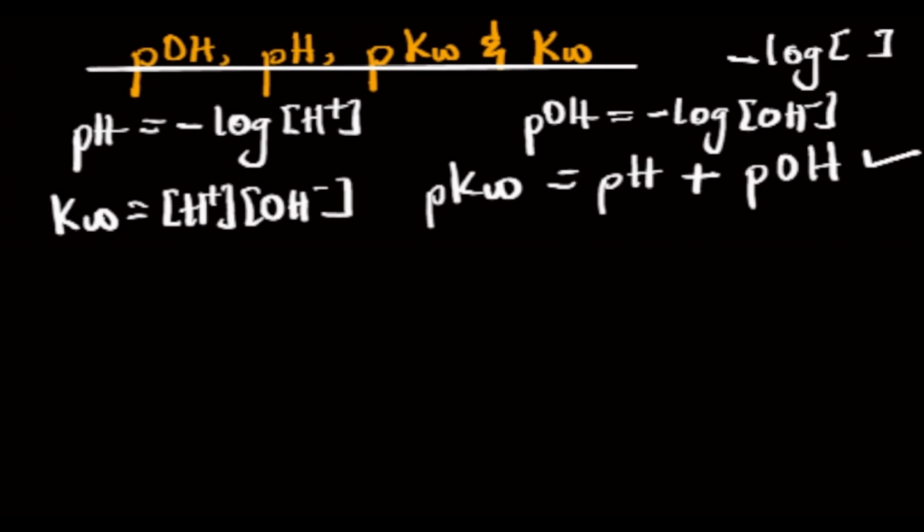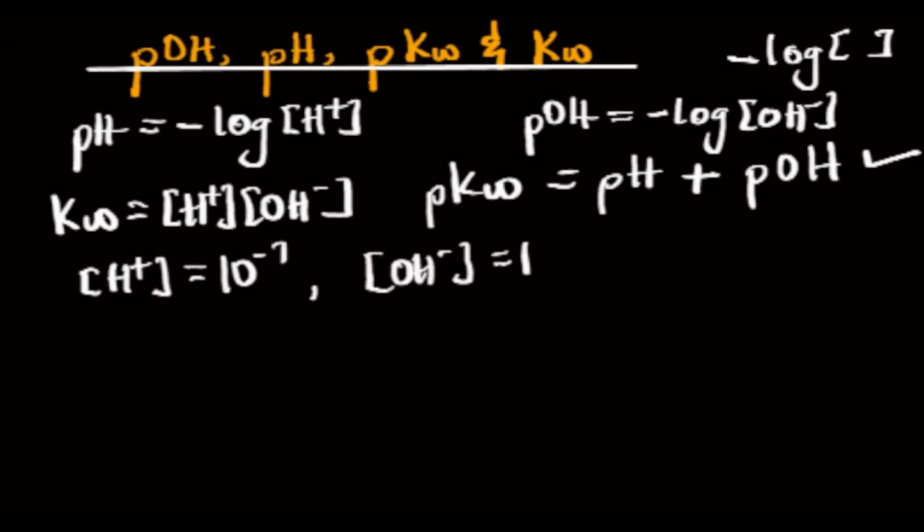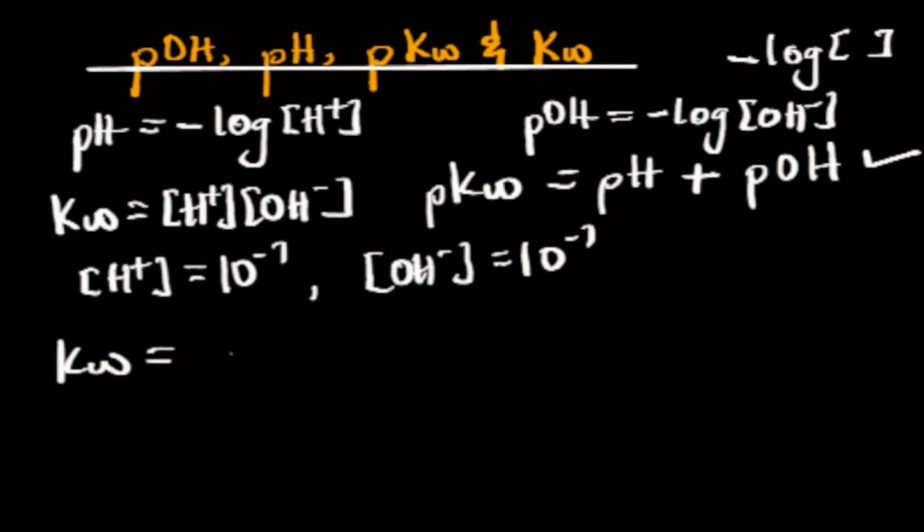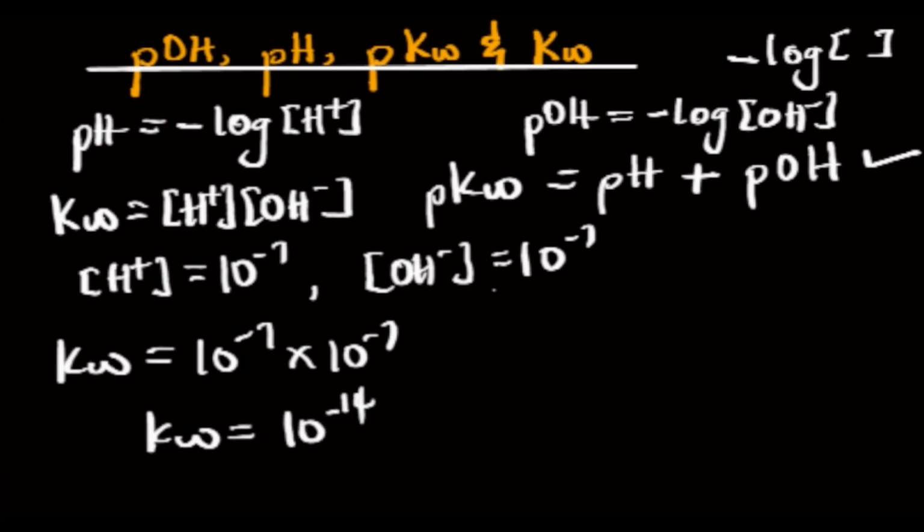The next thing I'm going to do is, if you recall, we already know that the concentration of hydrogen ion according to the pH scale is always 10 raised to the power minus 7, and that of hydroxide ion concentration is also 10 raised to the power minus 7. If I put this inside this expression, Kw is equal to 10 raised to the power minus 7 multiplied by 10 raised to the power minus 7. So Kw is simply 10 raised to the power minus 14. Then if Kw equals 10 raised to the power minus 14, pKw equals minus log Kw.